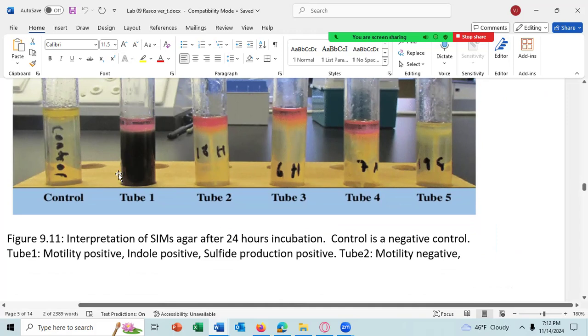So tube 1, negative in every case. Tube 2, positive hydrogen sulfide production, motility positive, indole positive, sulfide production positive for tube 2.